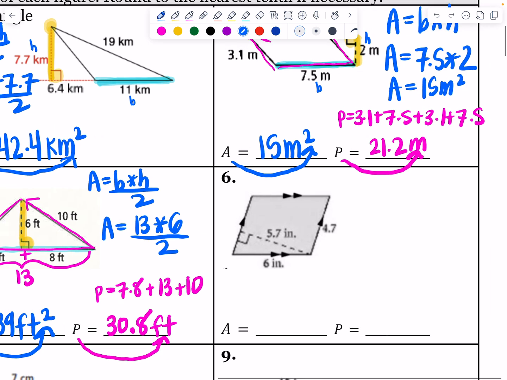All right, so what is number 6? Number 6 is a parallelogram. So make a note, that is a parallelogram. How do I know? Because it's got opposite sides parallel. So the formula for the area of a parallelogram is going to be base times height.